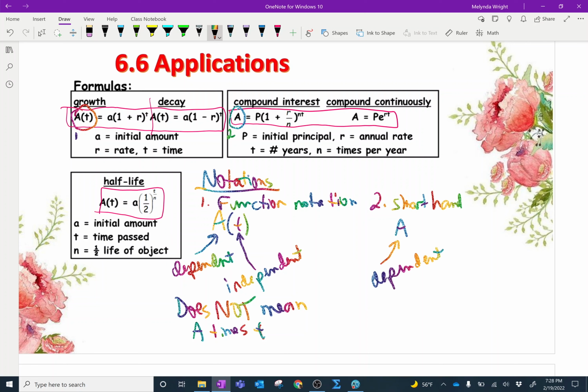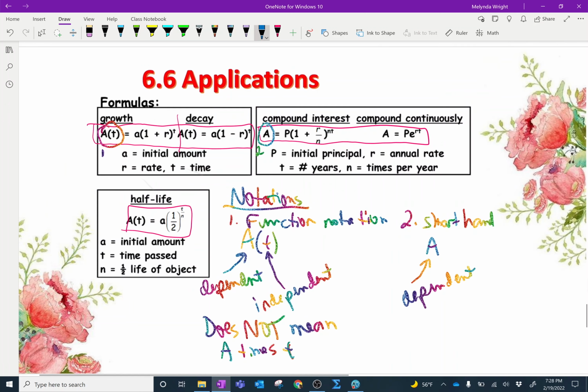So why would you use one notation versus the other? Well, we need to be comfortable with both, so we're looking at both. But it doesn't really matter. It's what you want to communicate. Do you want to be more formal and communicate A of T, or do you want to just say it's A? It's a choice. Okay, so let's look at the different formulas that we're going to be working with.